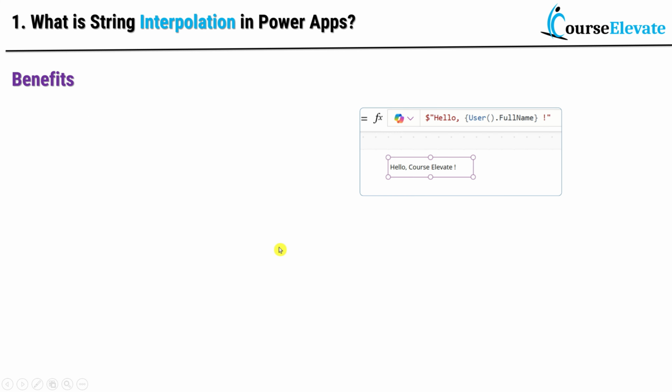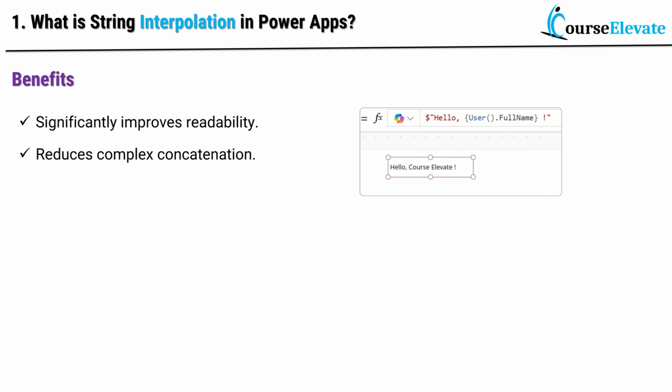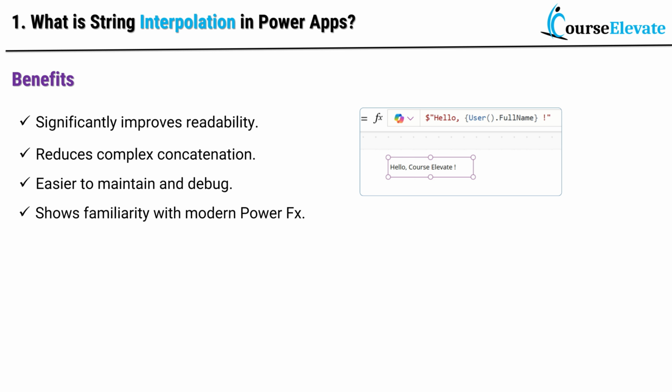So there are some advantages and benefits of using $string. The main benefits are improved readability and maintainability. It reduces complex concatenation operators, especially in complex strings. It's easier to maintain and debug. So in an interview, demonstrating knowledge of string interpolation shows you are familiar with modern Power Apps features.